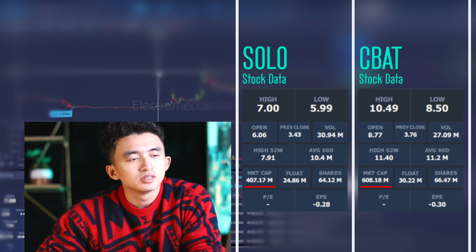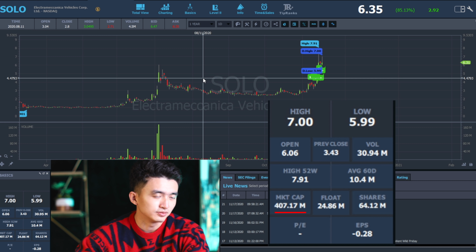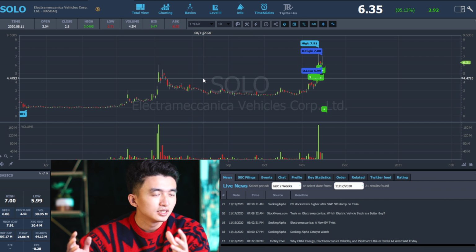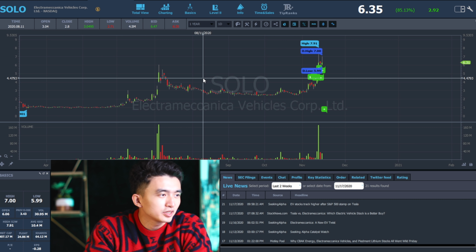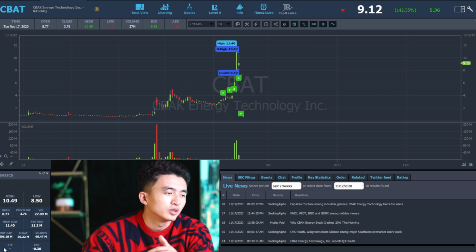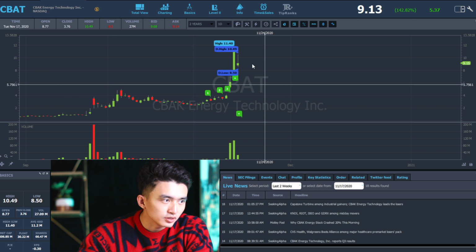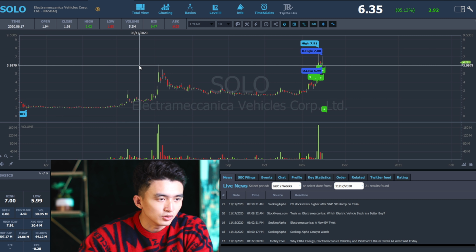So in this case, you can see that SOLO has a much lower market cap compared to CBAT. So in terms of risk reward, SOLO actually has a much better reward. Now, if we're not taking any type of criteria, SOLO actually has a much better reward compared to CBAT. In this case, CBAT started with a much higher market cap, but in the actual chart, CBAT extended much further than SOLO.